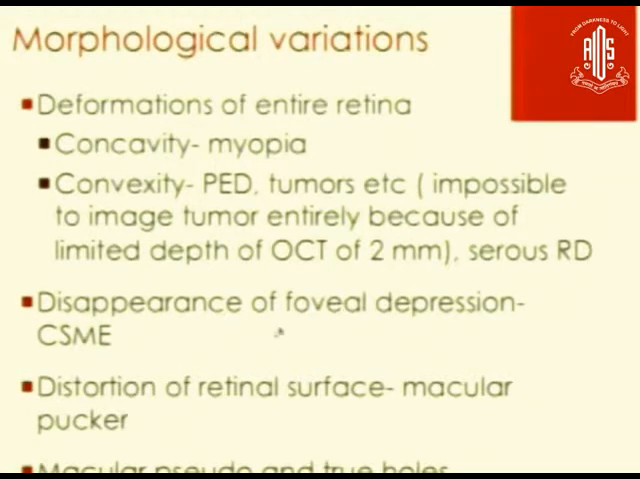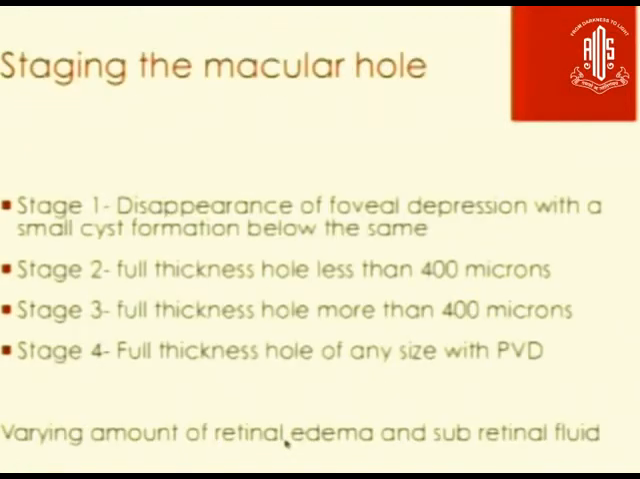The foveal depression can disappear. The normal foveal dip can disappear, indicating that the fovea is getting swollen. The retinal surface could be distorted due to a macular pucker. There could be macular pseudo and true holes. OCT has totally revolutionized the way we look at the macula, because clinically, however good your visual acuity is, 6/4 and above, you can still have difficulty in identifying finer details in the fovea. And it's OCT which makes it clear to us what exactly it means.